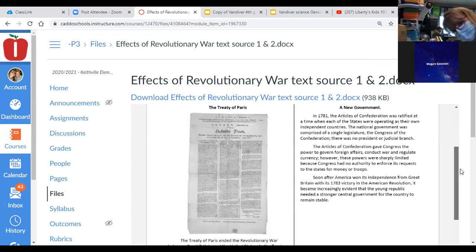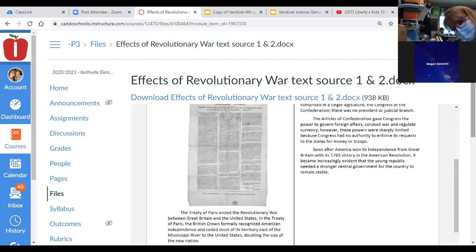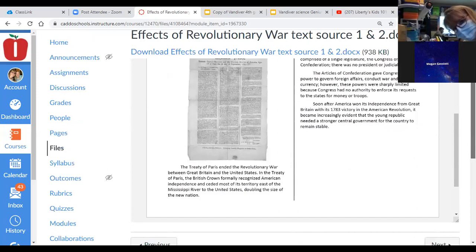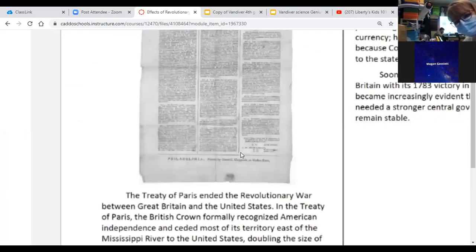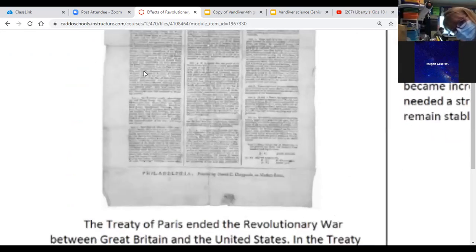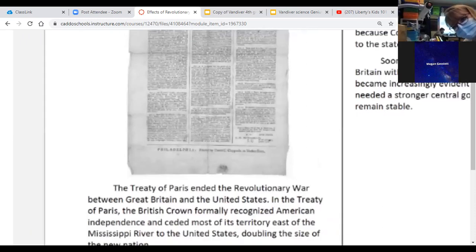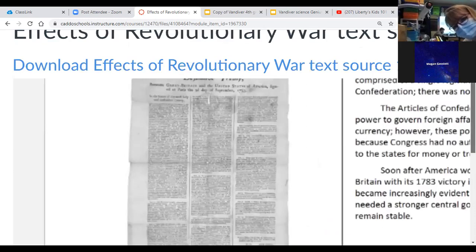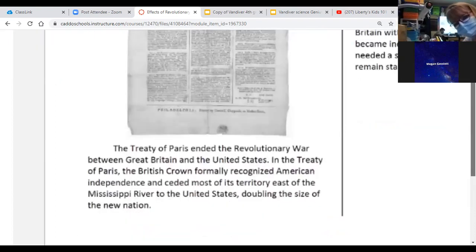Wow, these came in really tiny. Holy moly. Never know how Canvas will do the documents. This time it made them small. Okay, so there's the Treaty of Paris. I'm going to blow it up so we can somewhat see it, even though it's now bigger and blurry. Very blurry. It just looks like a blob.